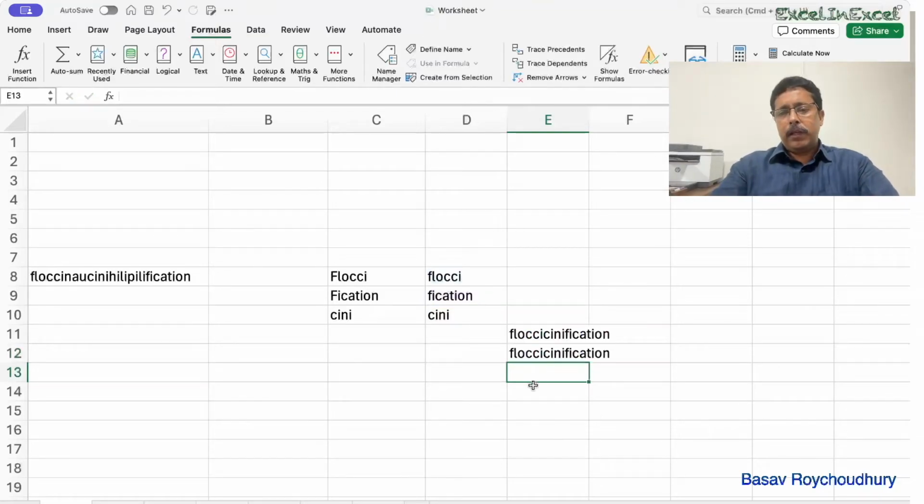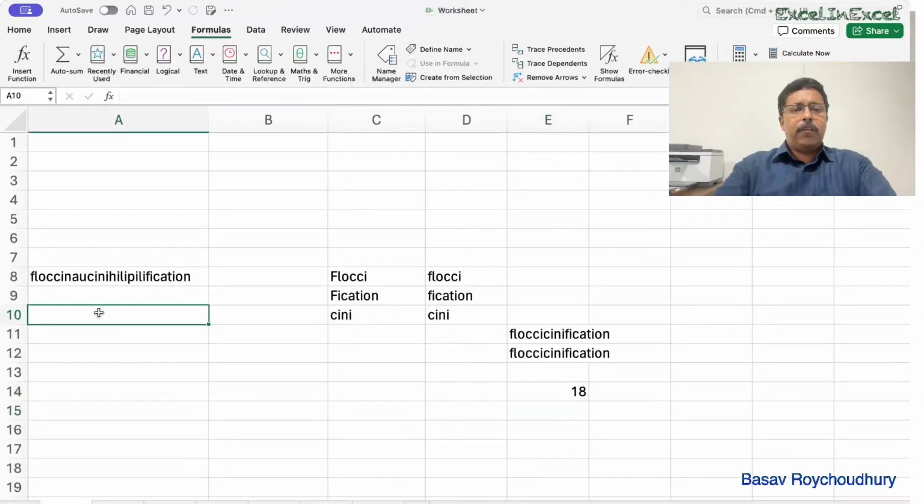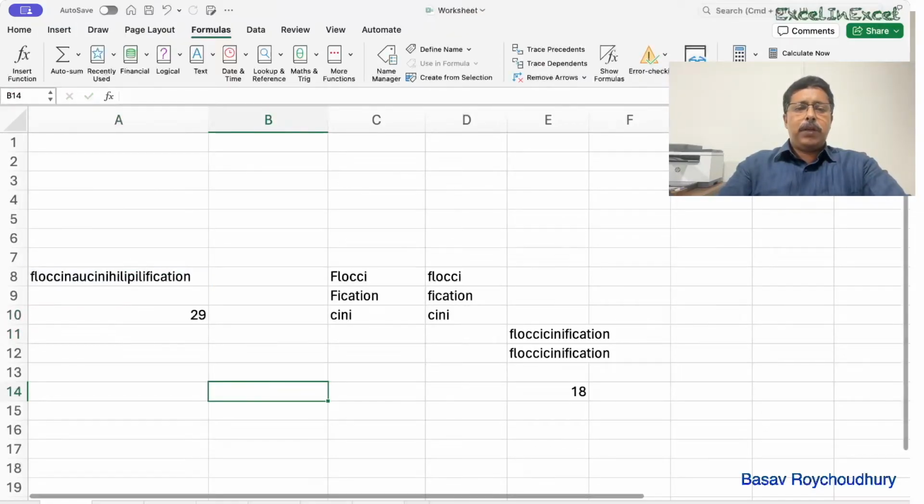The next we discussed was length. So for example, if I want to find out the number of characters in floxycinification, then I give length of this word and I have 18 characters here. On the other hand, floxycinification of course doesn't mean anything, but if we go back to floxynaucinihilipilification, which prides itself to be one of the longest words in the English language, and we want to know the length of that word, Excel can help us. That's 29 letters only.